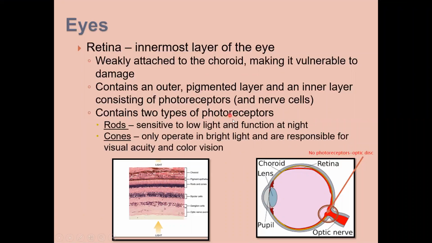There are two types of photoreceptors. There are rods, which I have right here, that are sensitive to low light and function at night, and the cones only operate in bright light and are responsible for visual acuity and color vision. I circled here, over by the optic nerve, the optic disc, and there are no photoreceptors there.